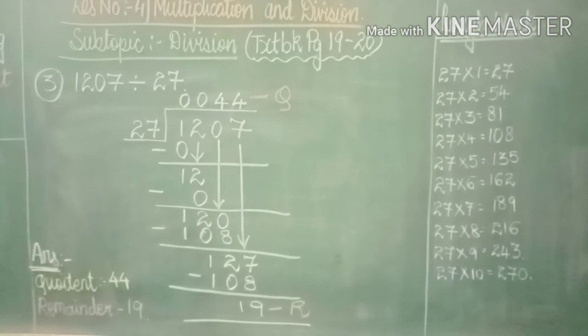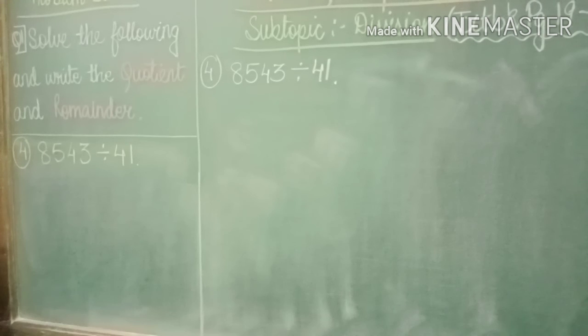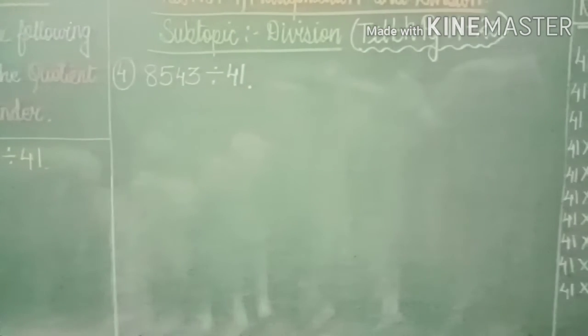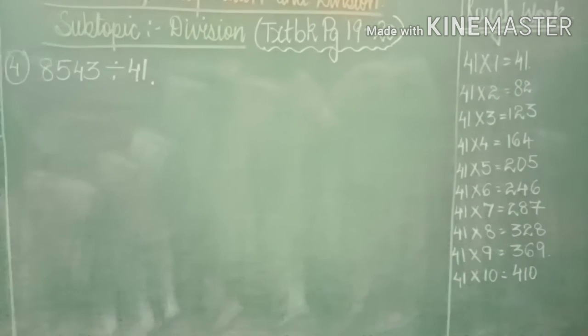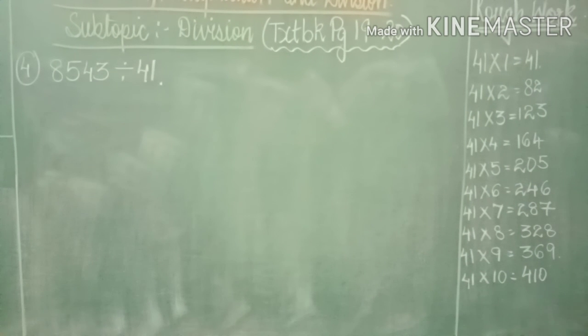Now the fourth problem, that is 8543 divided by 41. Okay students, as you can see, I have written the fourth sum. The fourth sum is 8543 divided by 41. So we will be writing the table of 41 in the rough work, and let's start the solution by dividing.